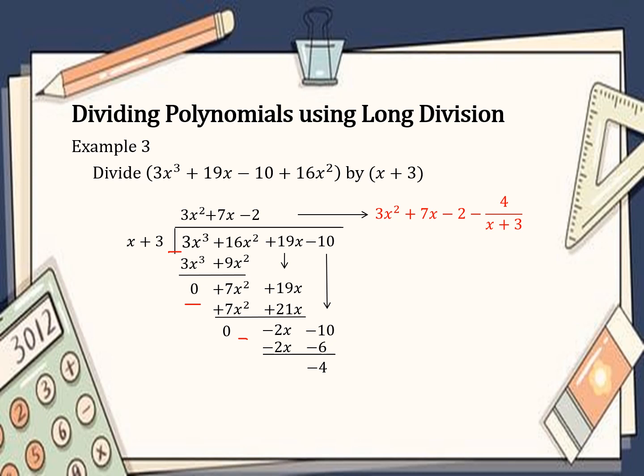So how will you write the quotient? So that's 3x squared plus 7x minus 2, minus, why minus? Because we have a negative, no? Minus 4 over x plus 3. So that is how we divide polynomials by long division or by long method.